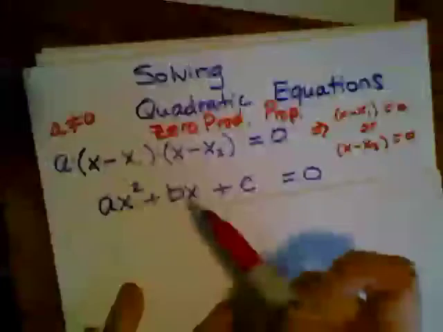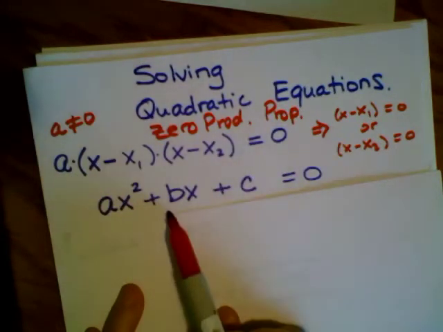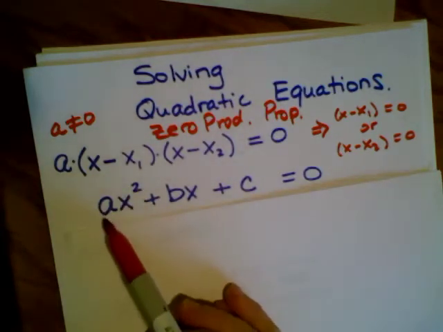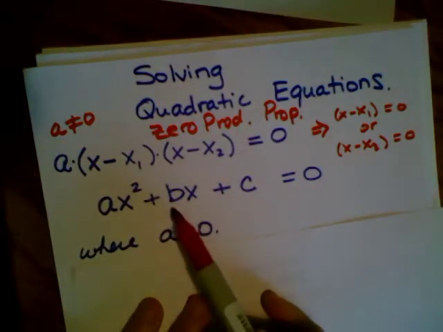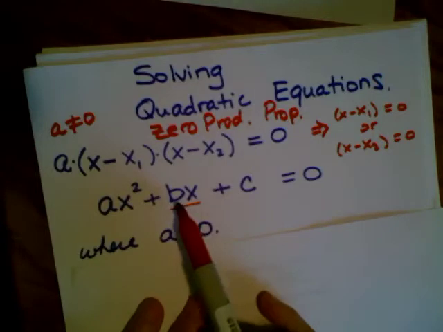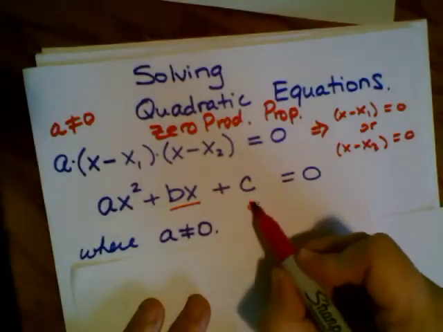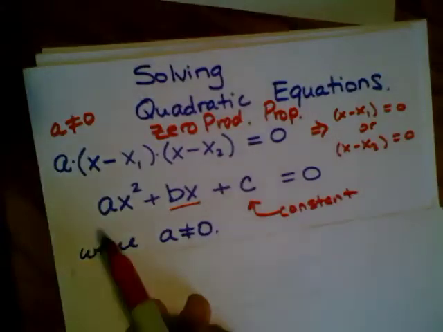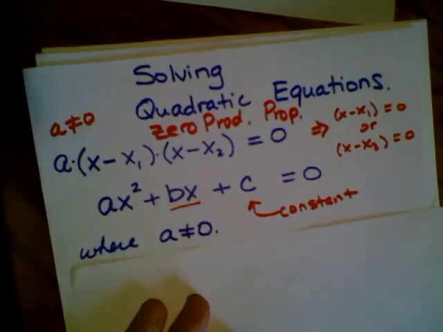Now, if a quadratic equation is written so that the left-hand side is expanded and in descending form, we'll have a quadratic term with a leading coefficient of a. Let's assume a isn't 0. We'll have a linear term. The linear coefficient is b. And we'll have a constant term. So a is the quadratic coefficient or leading coefficient. b is the linear coefficient.